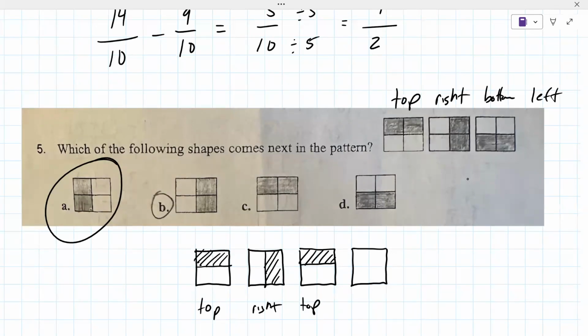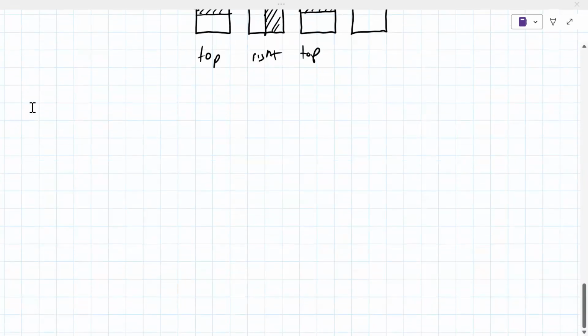You could argue there's not enough information to really figure this out, but that is probably what they're looking for. And I'm not sure if this one's right, which I don't think it is. But yeah, the next one.